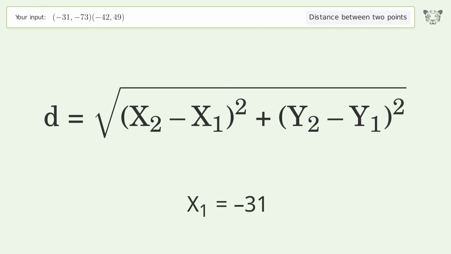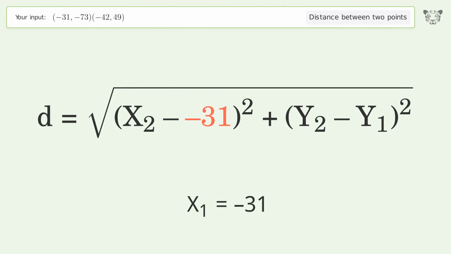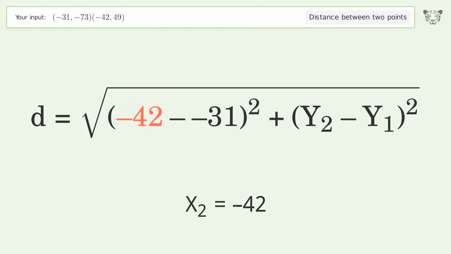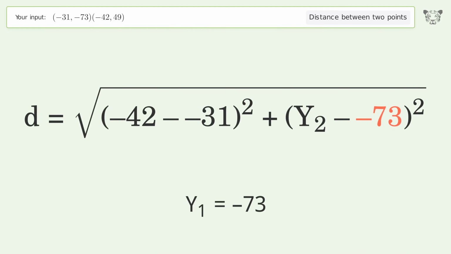x1 equals -31. x2 equals -42. y1 equals -73. y2 equals 49.